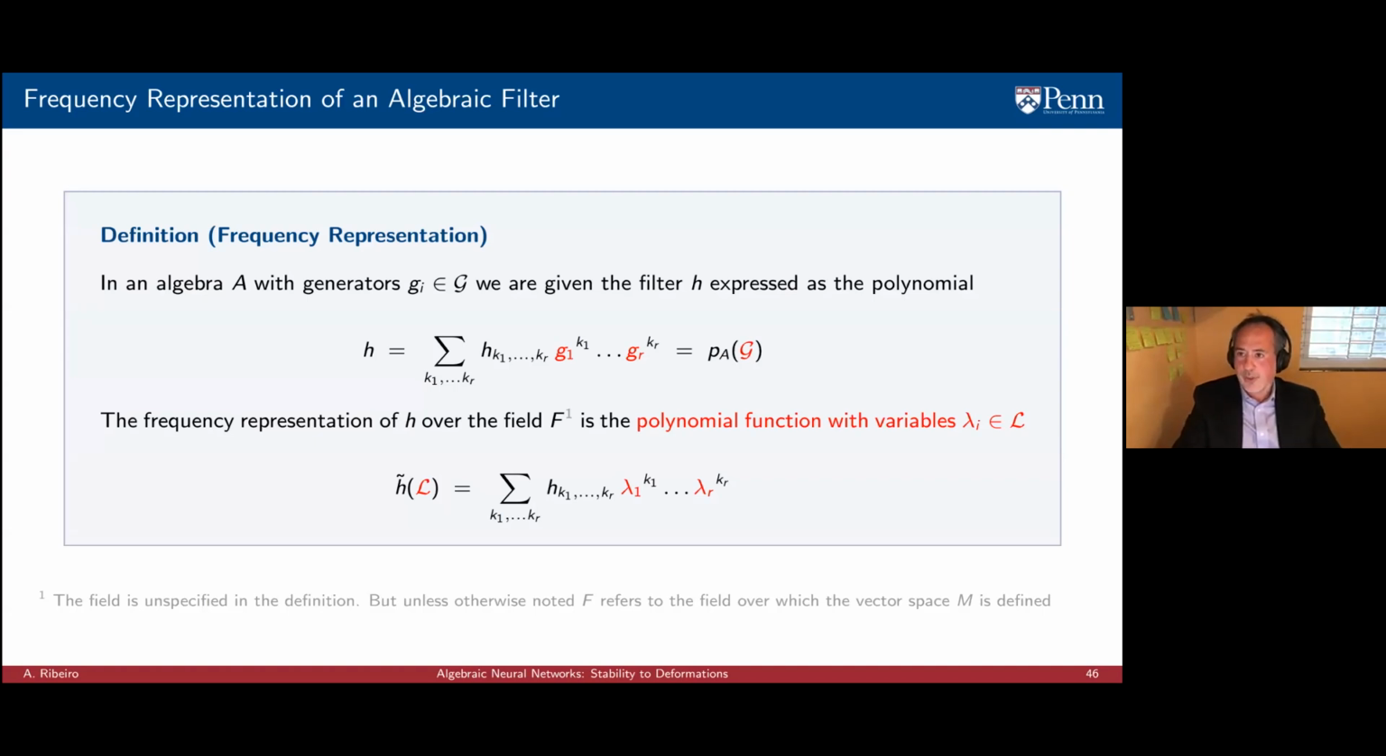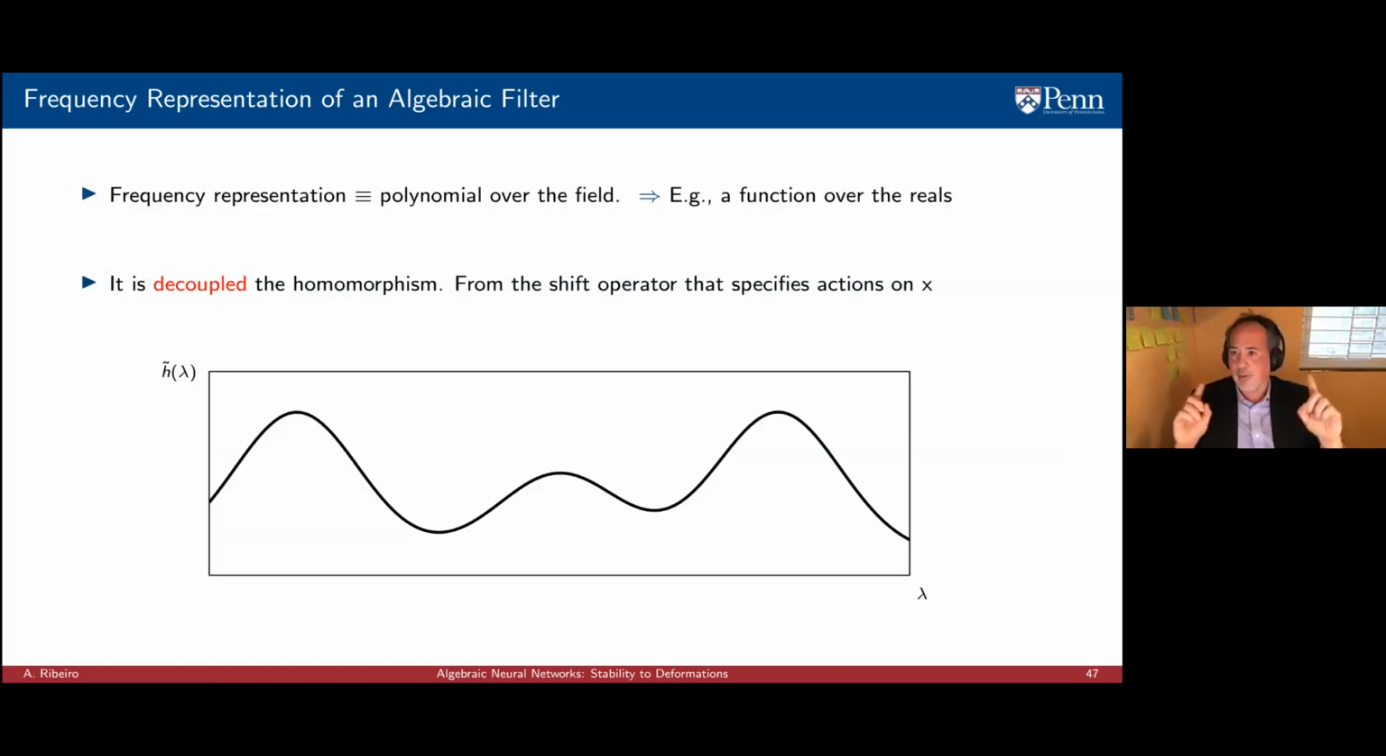That isomorphic entity is a polynomial of whatever number of variables, but let's just look at the case in which we have a single generator. If you have a single generator, this frequency representation is just a polynomial, I mean, just a function of one variable. It will be real or complex, but let's make it simple. Let's suppose that it's a function of just a single real value.